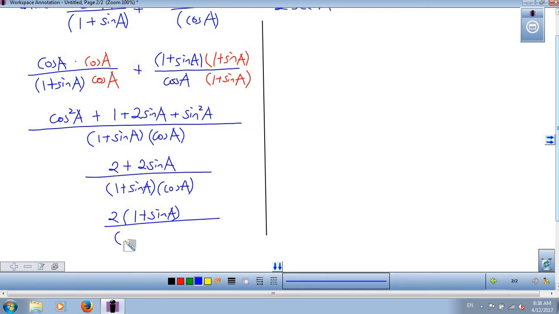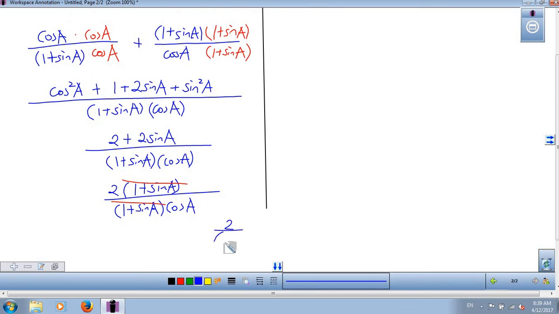And now the numerator is in factored form. When they're in factored form, it's much easier to deal with, because I see there's a factor 1 plus sine A divided by 1 plus sine A, so those two factors cancel out. So this will become 2 over cosine A, but 2 over cosine A is 2 secant A because the reciprocal of cosine is secant. So we have proved that the left-hand side and the right-hand side are the same. The left-hand side and right-hand side are the same. So that is what we have come up with.